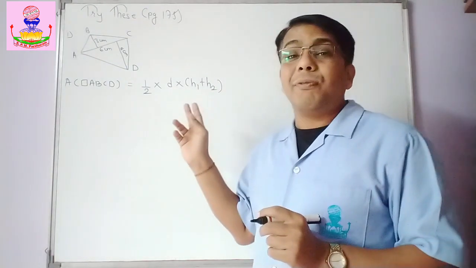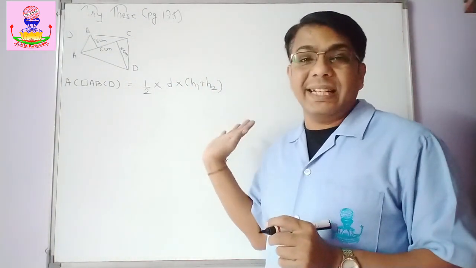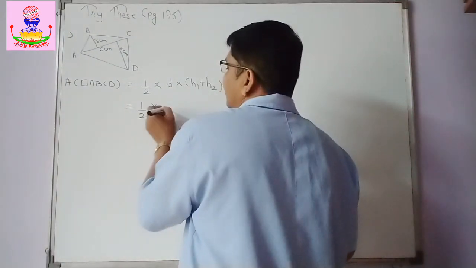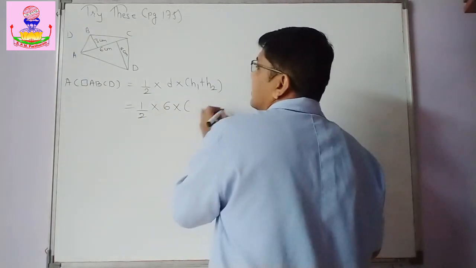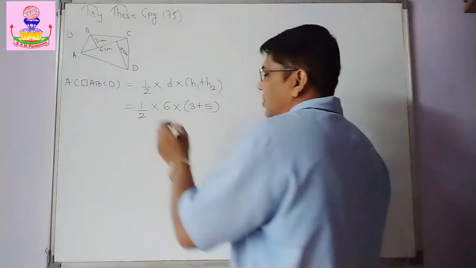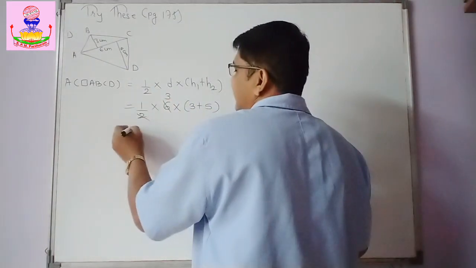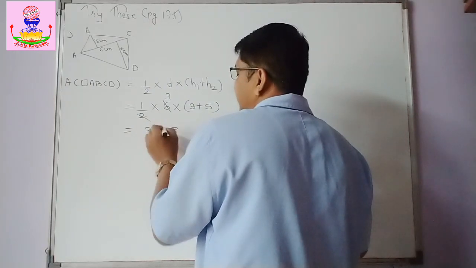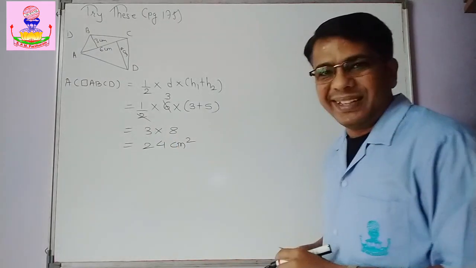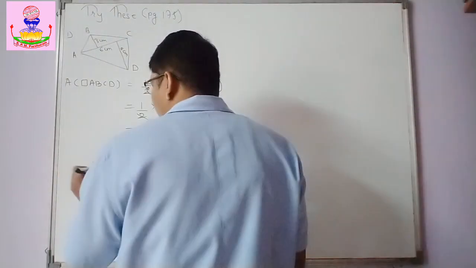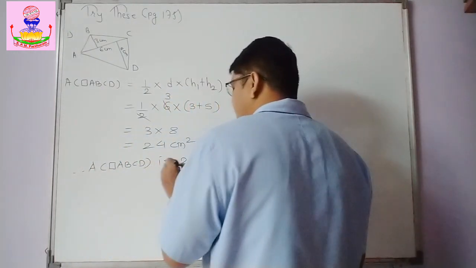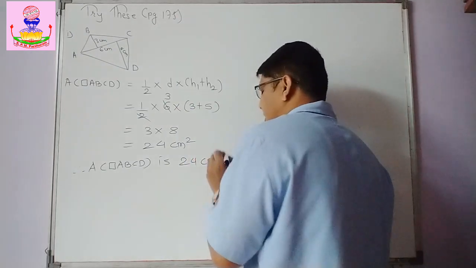Okay. So general formula for general quadrilaterals, area of general quadrilaterals. So half. What is the length of the diagonal? 6. h1 plus h2. So 3 plus 5. Okay. Now 2 ones are 2, 2 threes are 6. So 3 into 5 plus 3, 8. So 8 threes are 24 centimeter square. Right? So therefore area of quadrilateral ABCD is 24 centimeter square.